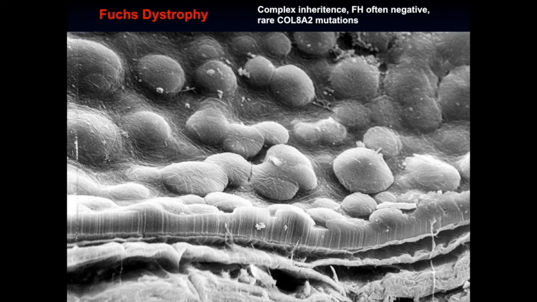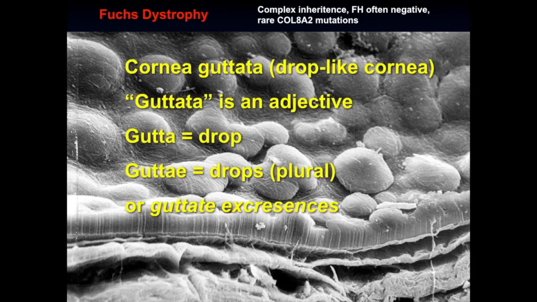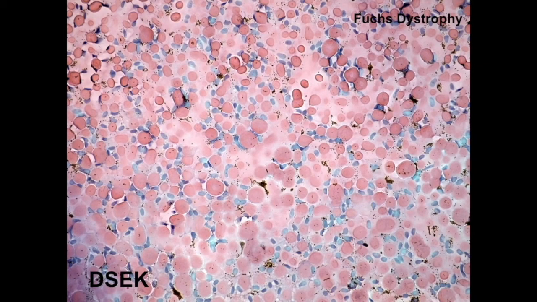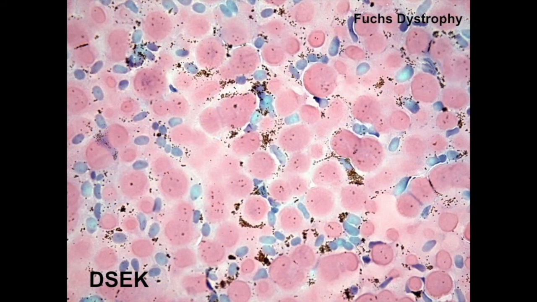Now, people talk about guttata. Well, guttata is actually an adjective. The term cornea guttata means drop-like cornea. So gutta is the singular, and guttae is the plural. Guttate excrescences. This is a specimen from a patient with Fuchs dystrophy. The specimen is a DSEK specimen. We're looking down on stripped Descemet's membrane. The circular structures are the guttae. We see there's a significant amount of residual endothelium here, and a lot of the endothelial cells contain granules of iris pigment epithelial melanin.